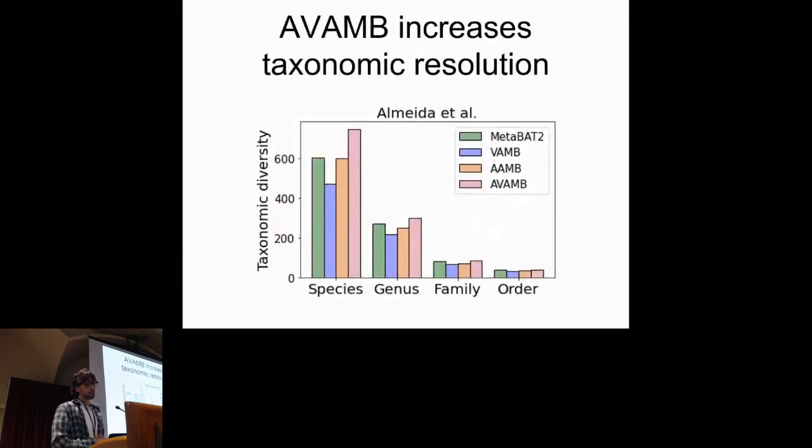Also, one interesting aspect is when we were analyzing the taxonomic diversity or resolution of the bins reconstructed from one of those real data sets, the Almeida data set, we can see how AVAMB expands the resolution of the species, genus, and family reconstructed from this data.